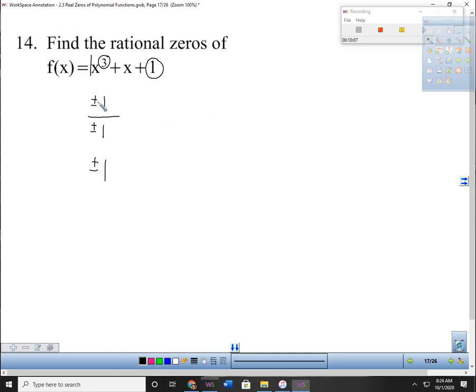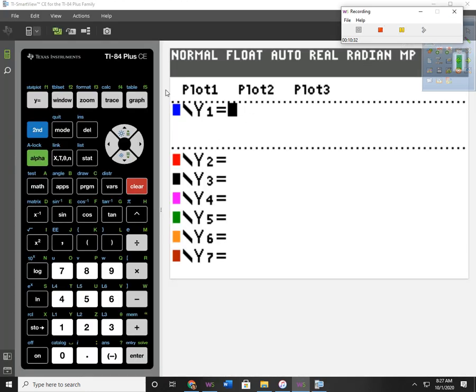Now, I could take this and synthetically divide and see if the positive 1 would divide evenly, and then I could see if the negative 1 would divide evenly. Or I can use the calculator to do that for me. So grab your calculator. So we're going to go to the y equals, and we're going to put in x to the third plus x plus 1.